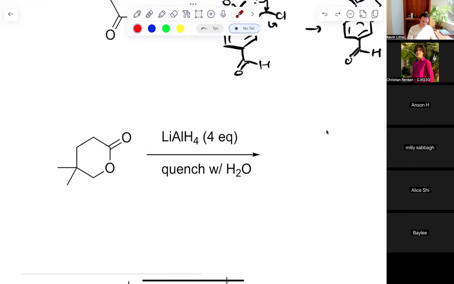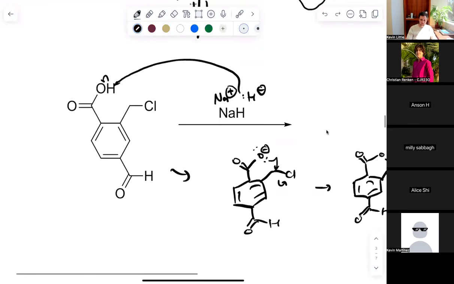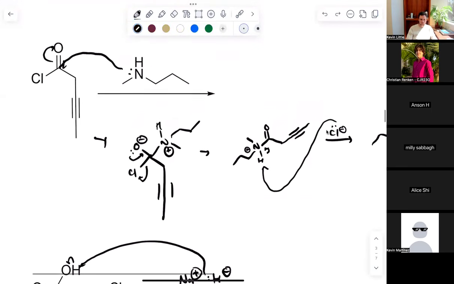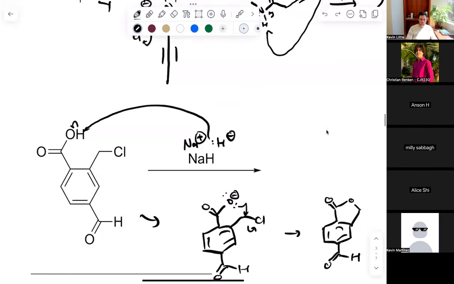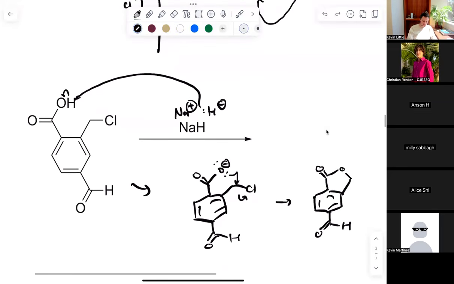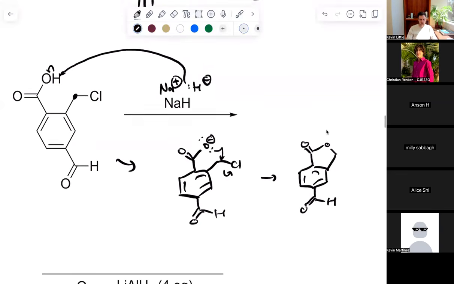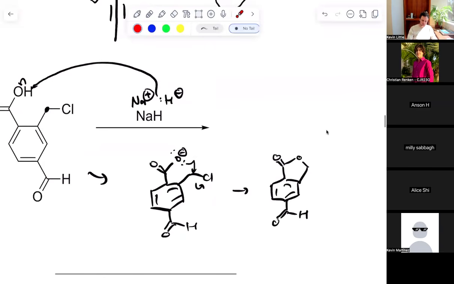Why do we kick the chlorine off in the last problem? Yeah, that one with the non-nucleophilic base, I mean with the NaH. Because this is the electrophile right next to your nucleophile. All right, got it. I've turned the carboxylic acid into a nucleophile. There's an electrophile right next to it.